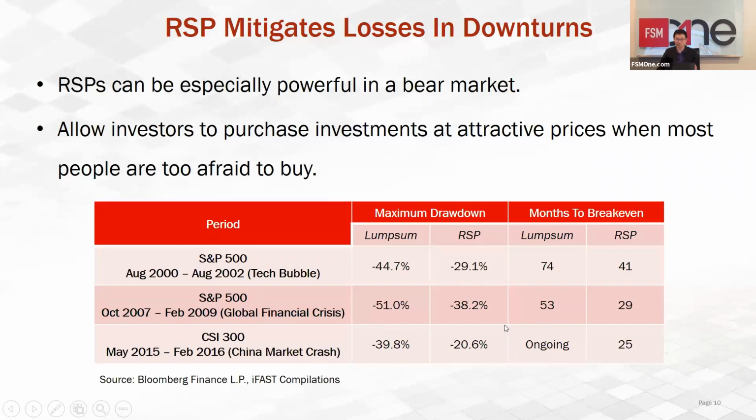So it is still ongoing. But whereas if you look at the RSP investor, if you look all the way down to the CSI 300, which is the benchmark for the Chinese equity market, investors who did an RSP from the start of the market crash all the way to the end would have taken just 25 months to break even on their investment. Which means by now, you would have broken even on your investment if you had invested throughout the market crash using an RSP. And all this while doing nothing, because RSPs are automatic.